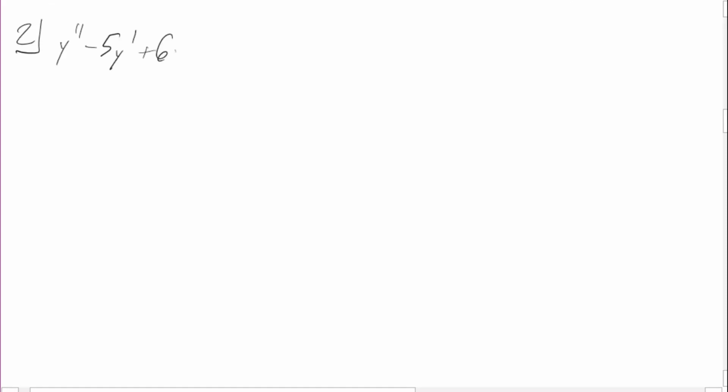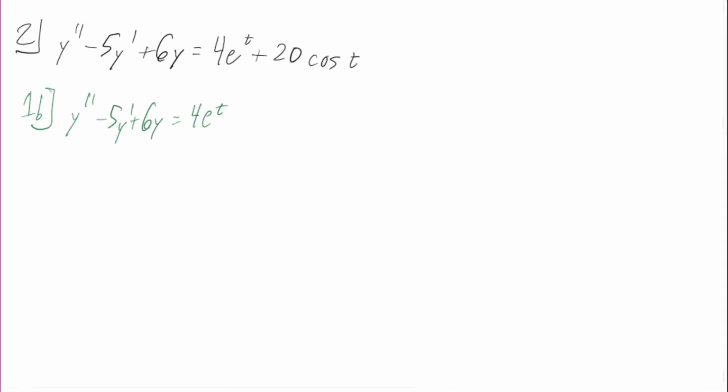So we're going to have the same homogeneous part for this one, but the non-homogeneous part is going to be 4e to the t plus 20 cosine of t. Now this might look familiar because this non-homogeneous part is the sum of the previous non-homogeneous parts. So we could go through this with the method of undetermined coefficients and guess a general formula.